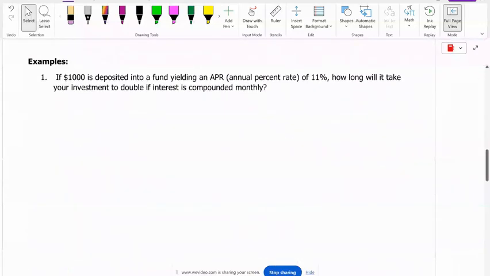So let's write it out. If it says compounded 365 times a year, would that be the same as compounded continuously? No, it would have just had to say compounded continuously.